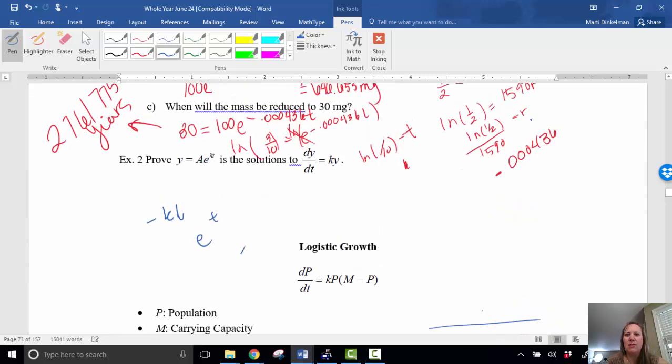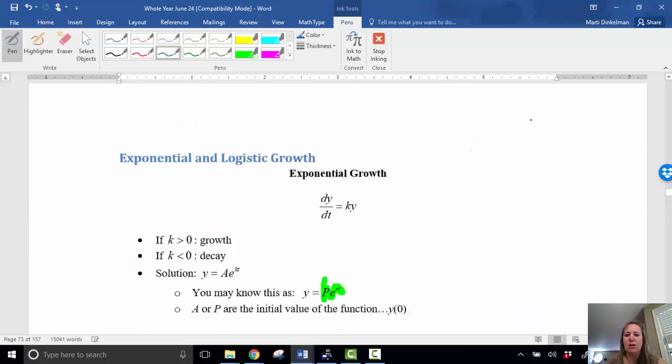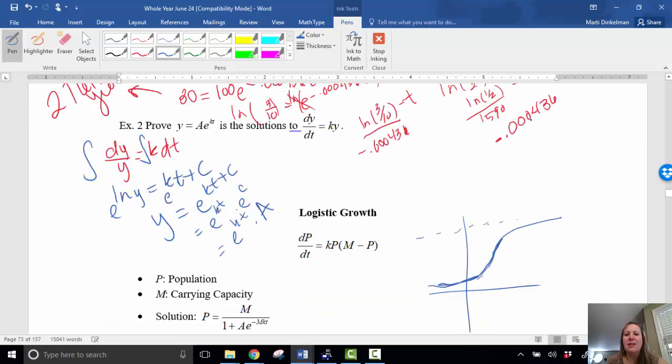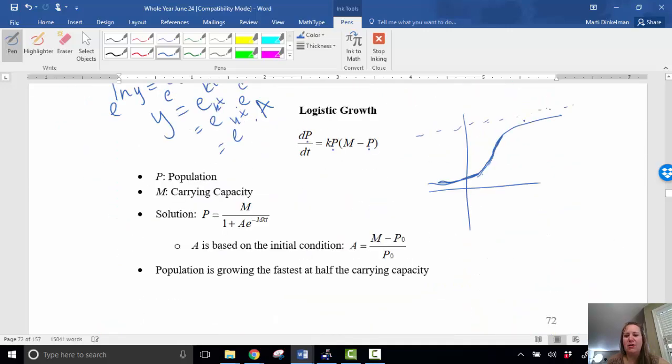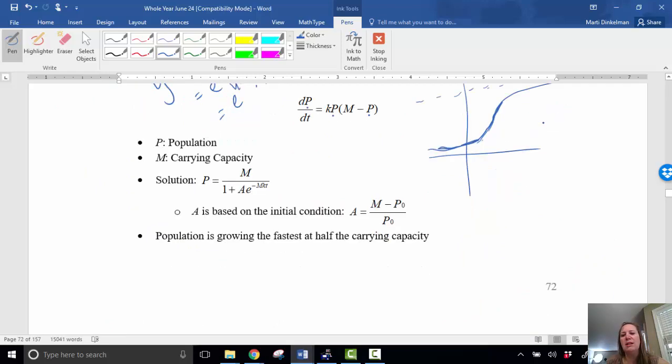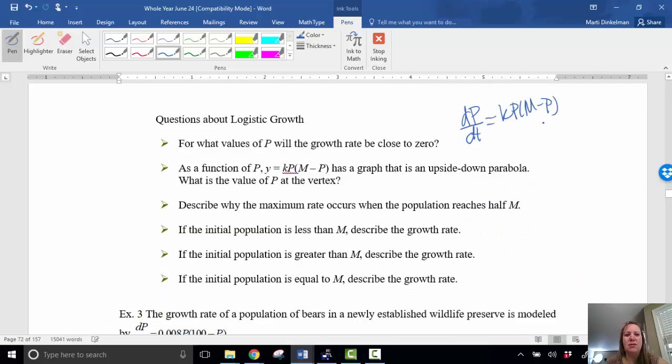Which kind of makes sense looking back at this graph. And by the way, this graph that I showed you, I should have mentioned, is the original equation, not the derivative. So we can see here that the slope of this as we head toward the carrying capacity is getting towards 0.